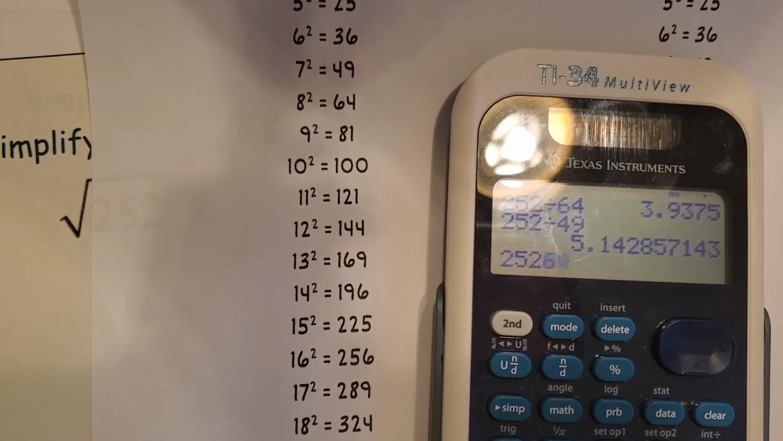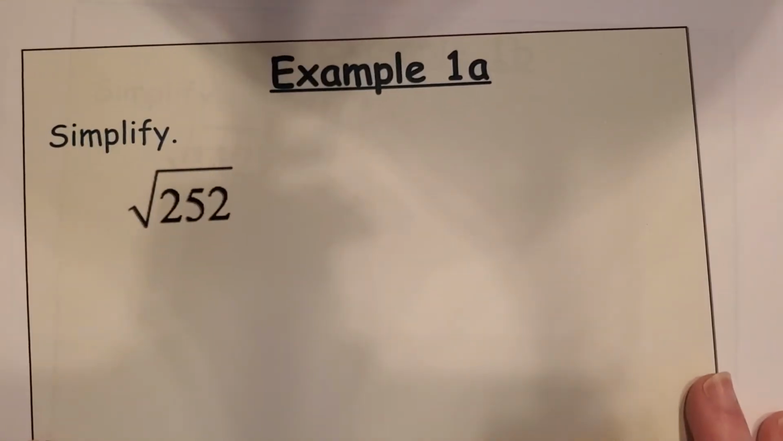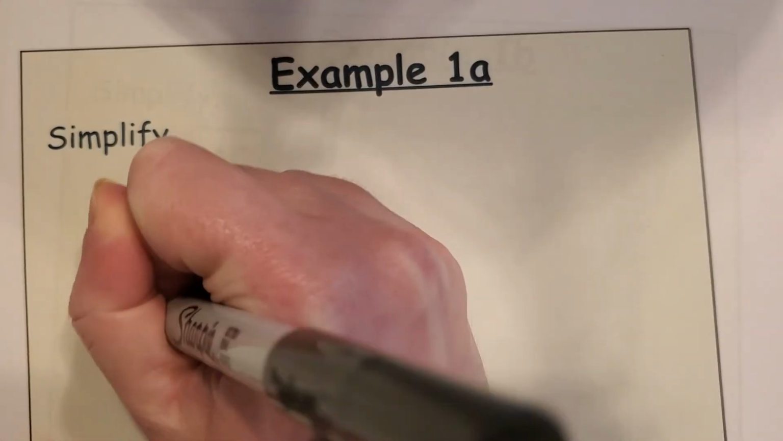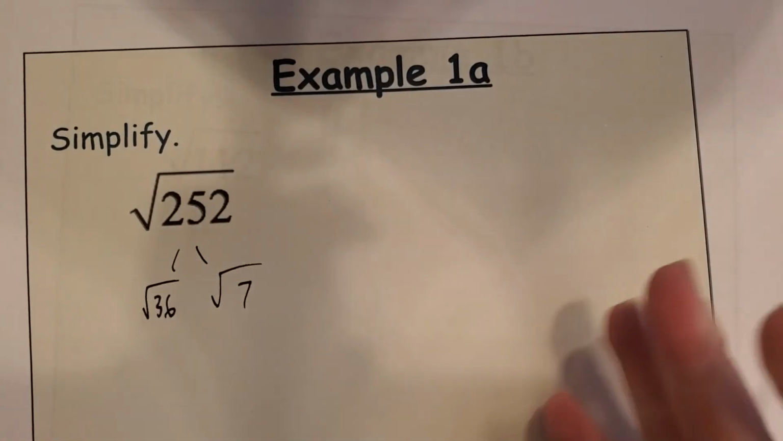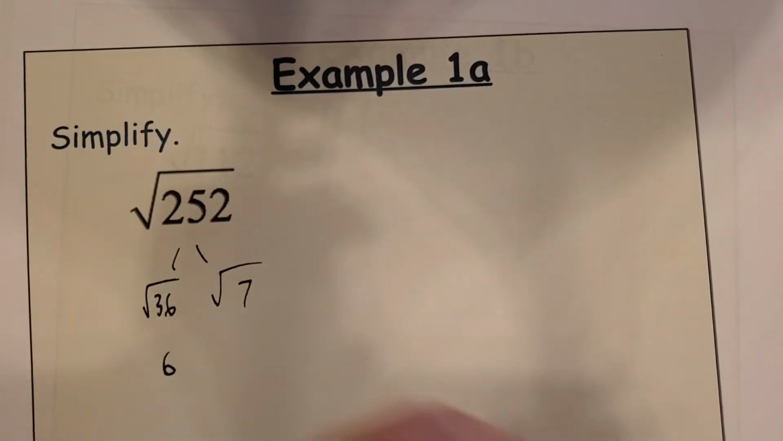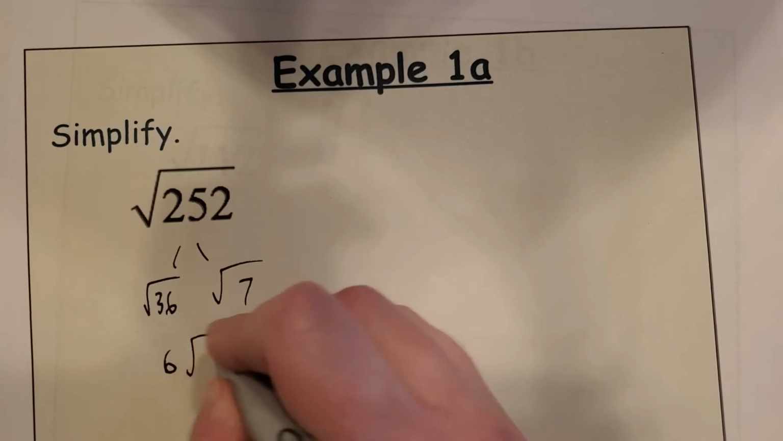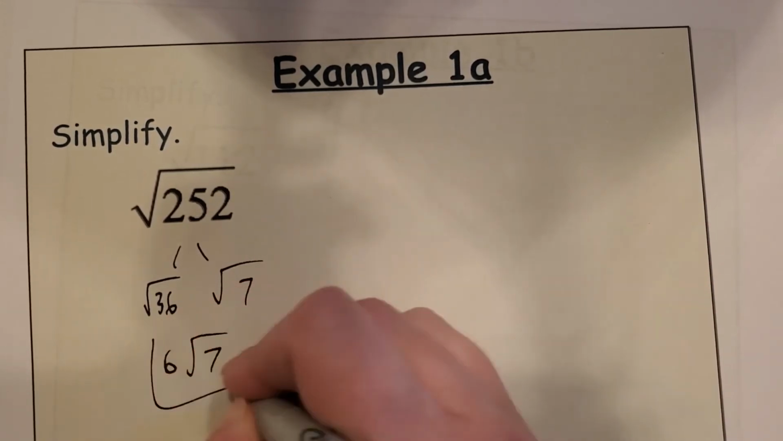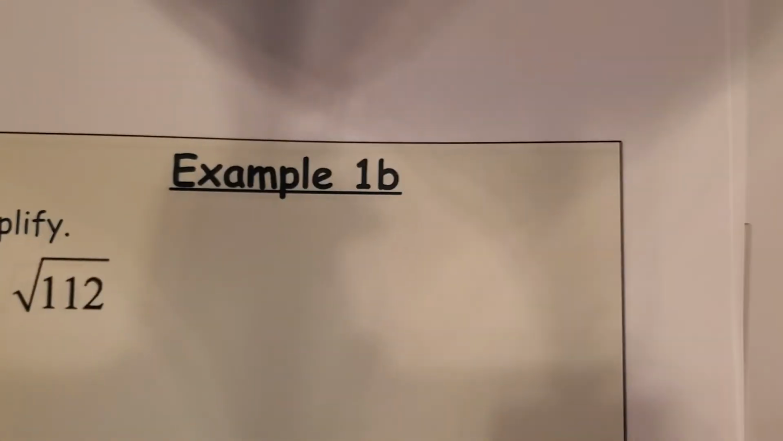Didn't think this was going to take this long. There we go. 36. So the square root of 252 breaks down into the square root of 36 and the square root of 7. The square root of 36 is 6. And as we know, 7 isn't a perfect square. It can't be broken down anymore. So we're going to leave it as the square root of 7. And then we're done with the problem.